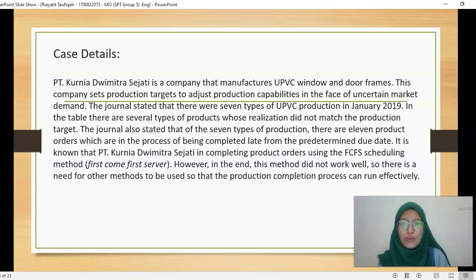The journal stated that there were 7 types of PVC production in January 2019, and in the table there are several types of products whose realization didn't match the production target. The journal also stated that of the 7 types of production, there are 11 product orders which are being completed late from the predetermined due date. It's known that PT Kurnia Mitra Sejati uses the FCFS scheduling method to complete product orders, but in the end, this method didn't work well. So there is a need for other methods so that the production completion process can run effectively.